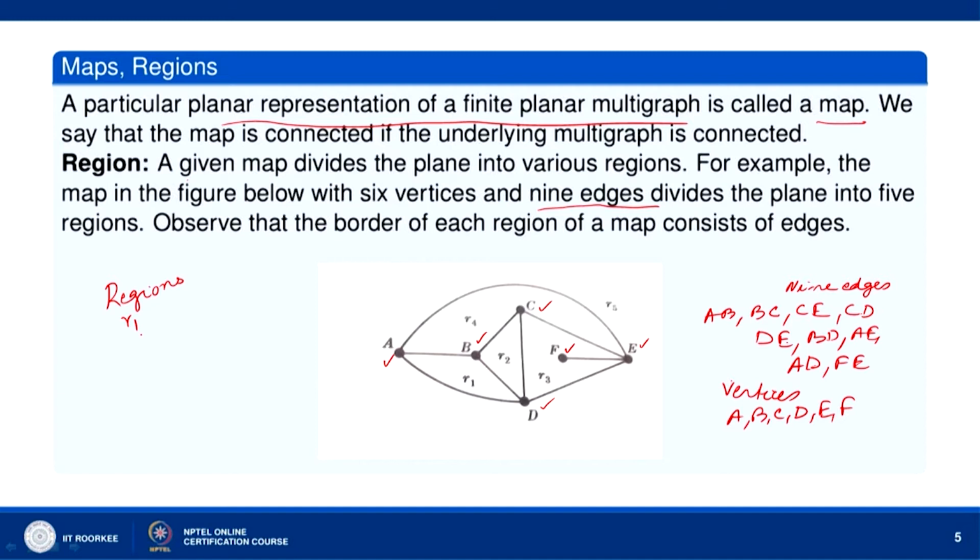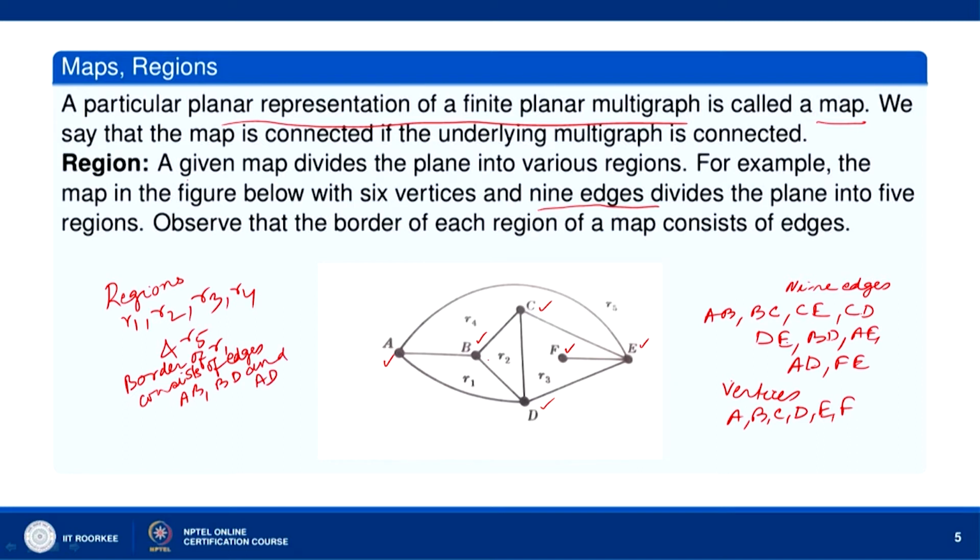R1, R2, R3, R4 and R5. Okay. The border of each region of a map consists of edges. We can see the border of R1. The border of R1 consists of edges AB, BD and AD.